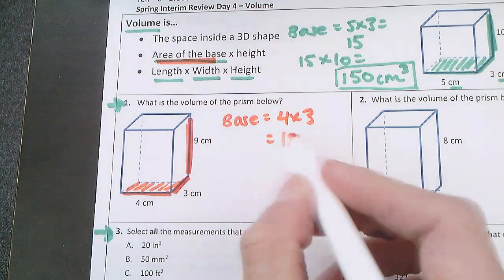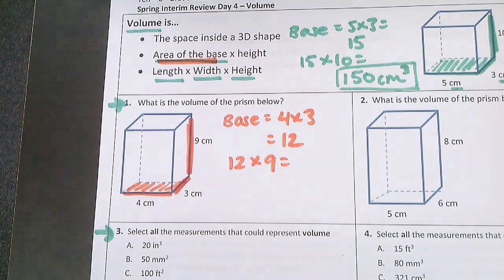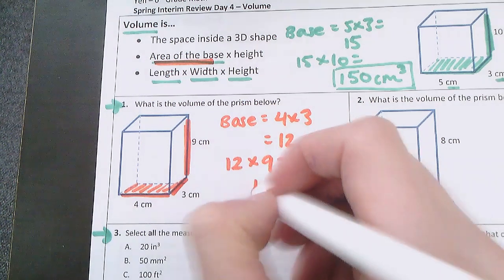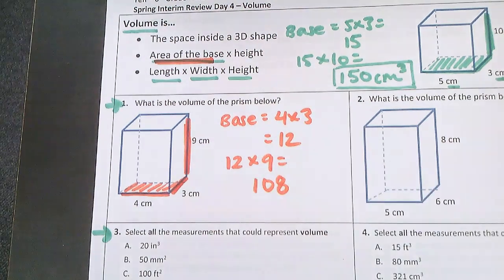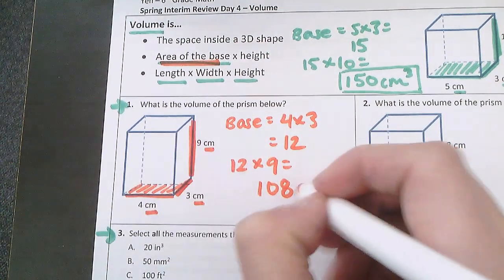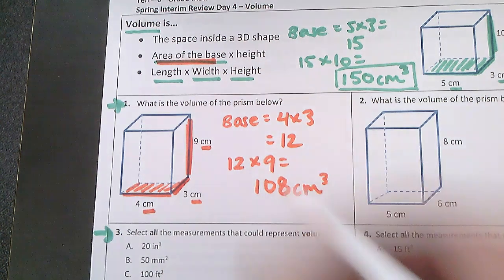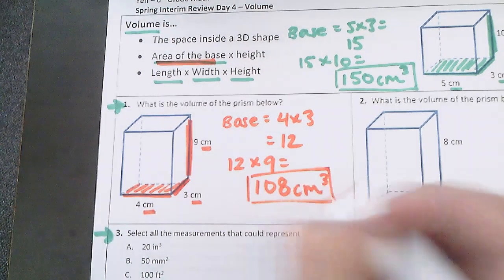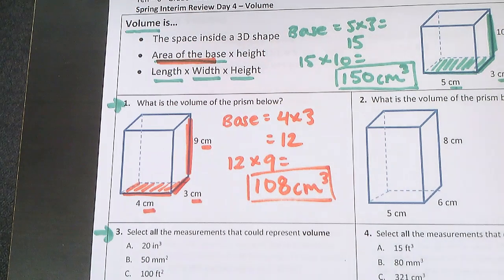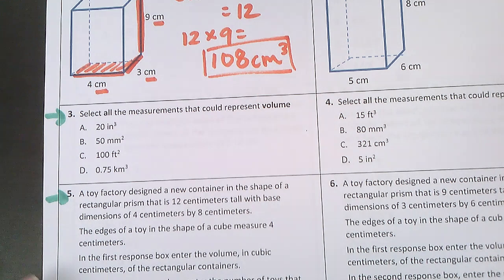So we're going to take the area of the base, which was 12, times 9. And 12 times 9 is 108. We were multiplying centimeters times centimeters times centimeters, so that would give us centimeters cubed, with the little 3 up top, just like that. 108 centimeters cubed is our volume. Now that I've done that one, you can use this same strategy to solve number 2. I'm going to move on to number 3.